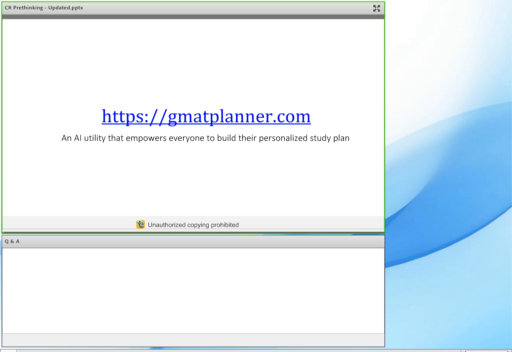If you're an e-GMAT student, the first thing you do is create that personalized study plan based on the diagnostics. And you do that using a tool called GMAT Planner. That's an artificial intelligence driven utility that allows each one of you to create your personalized study plan in as few as 7 minutes. So let's see how this utility works.